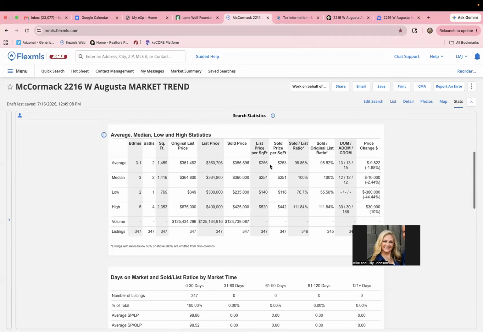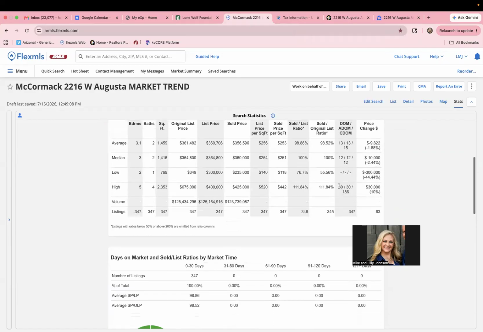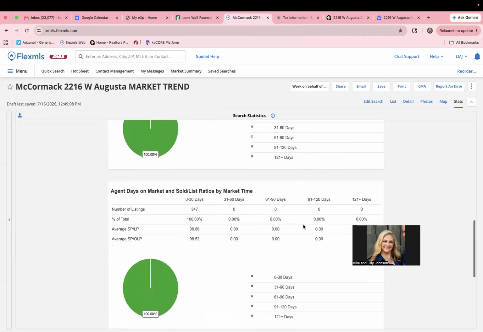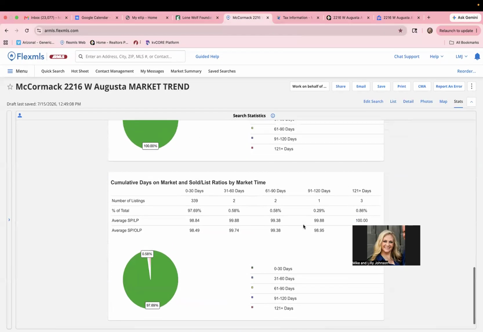It looks like the average price reduction was 9,822. Okay. And 63 of them had a price reduction within the first 30 days. Okay. And then I'm going to go over here. I'm going to scroll. Where is it at?